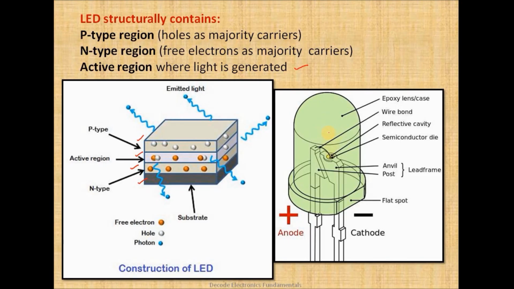Now with respect to commercialization, this is how an LED looks. If you carefully observe, on the top there is an epoxy lens followed by the wire bond and a small reflective cavity, and you can find the anode as well as the cathode.